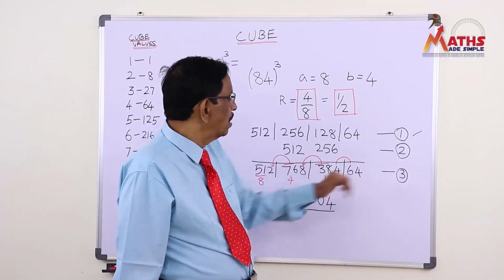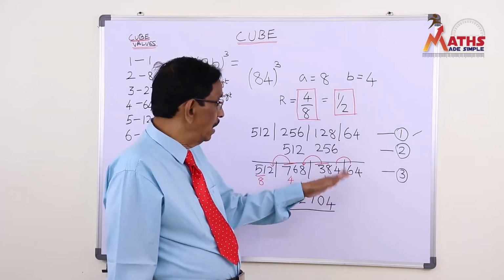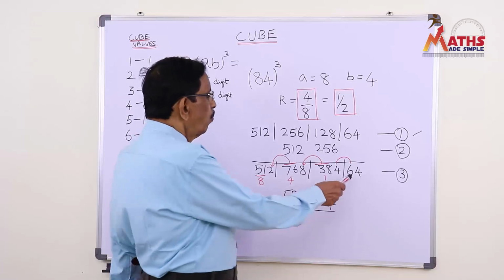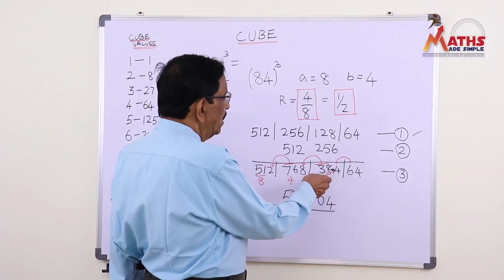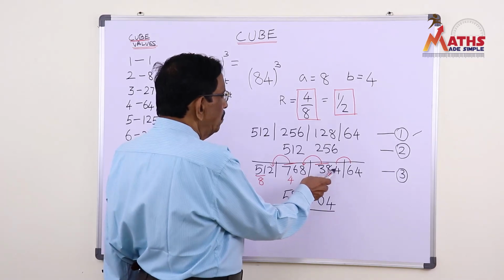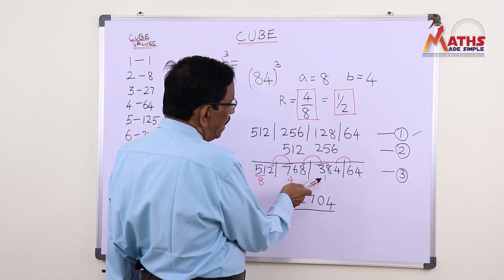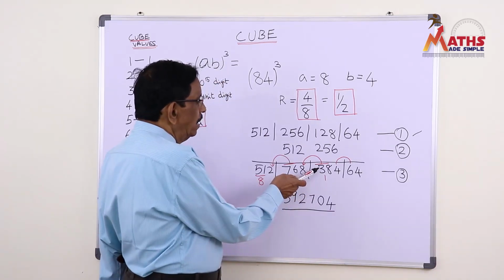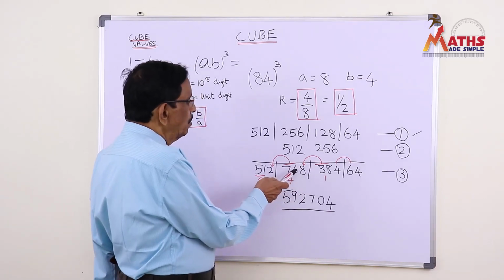This is line number 3, and I have to apply the balancing method here. When I apply the balancing method, the 4 will come down. The 6 is carried forward to the next digit 4. It becomes 10. I put 0 here, and the 1 is carried along with 38. When I add 1 to 38, 39. 39 added to 8, it becomes 47.